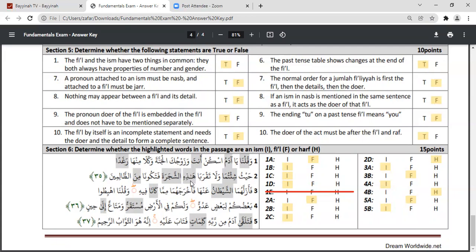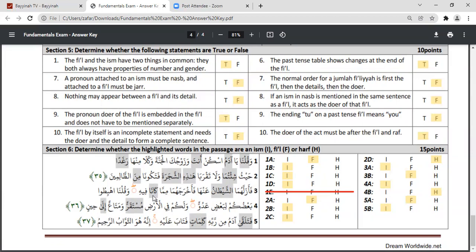So 2a is a fa'il, 2b is an ism, then ash-shajarata. Alif lam indicates that this is an ism. So 2c is ism, and min, if you remember, ba, ta, kaf, lam, waw, min, fi, an, ala, hatta, ila. So this is a harf of jar. So 2d is harf. Then we come to the third ayah, and that is ash-shaytanu. The alif lam gives us the clue that this is an ism. 3a is ism.